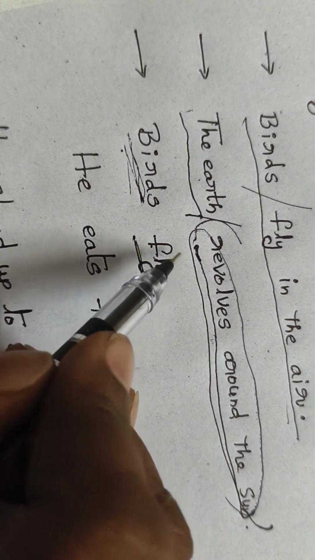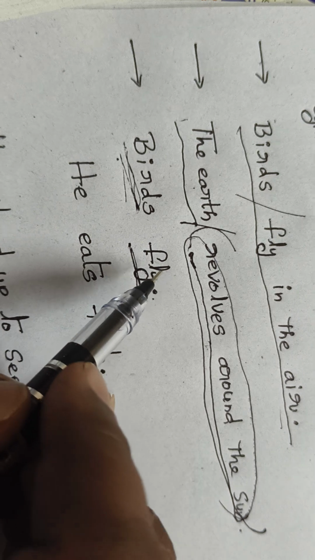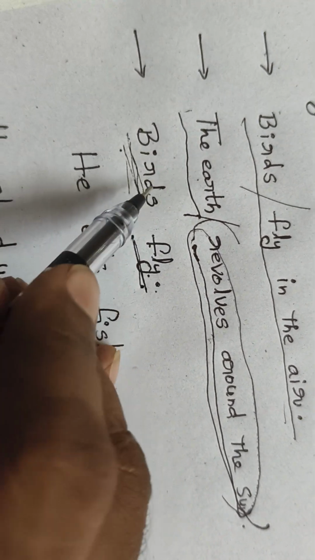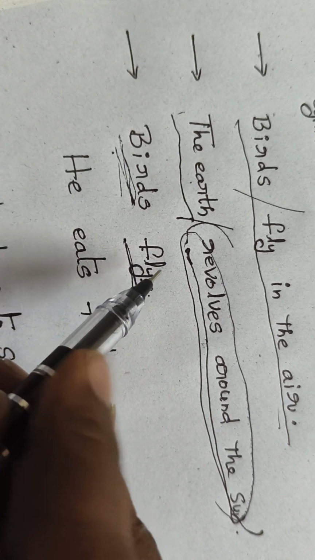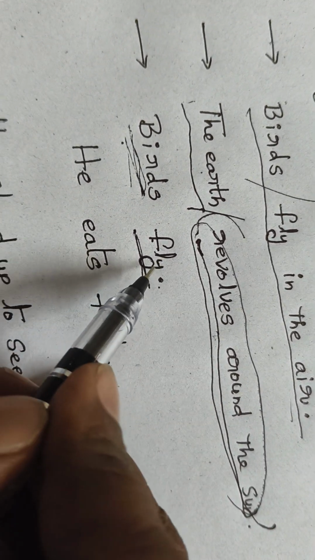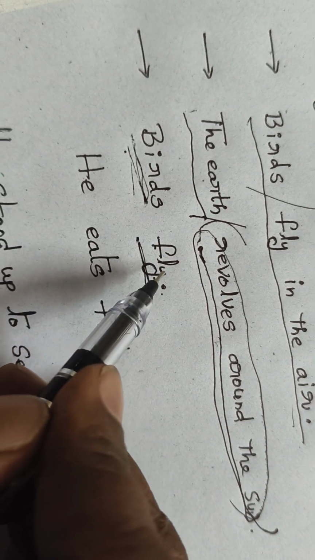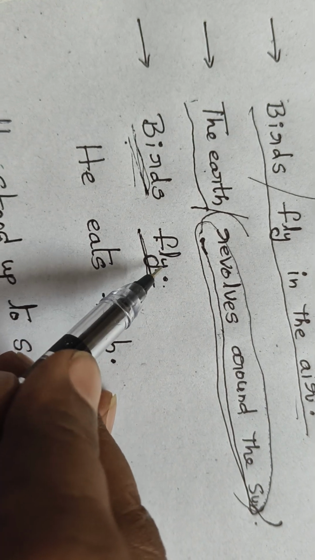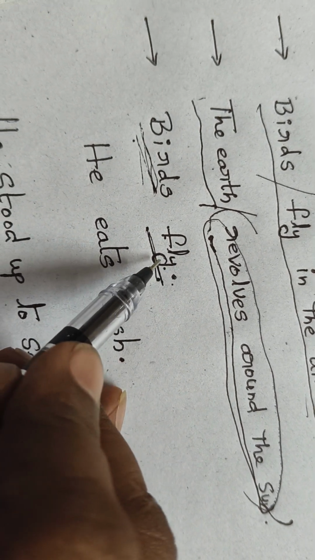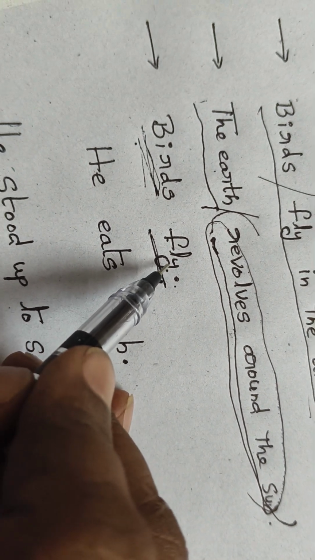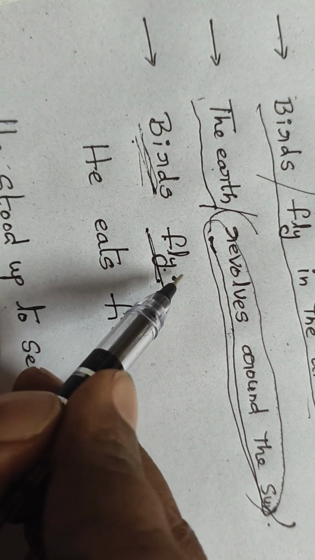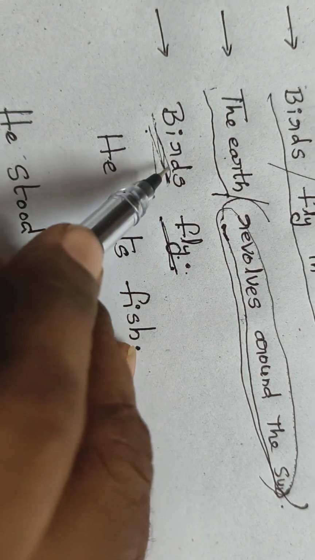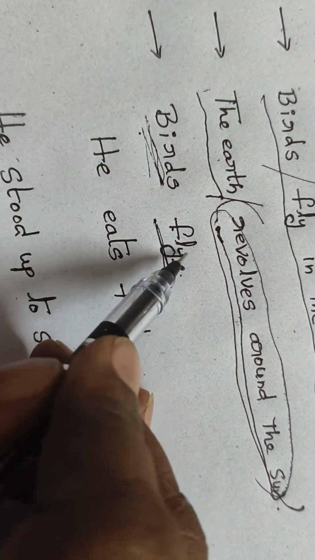Predicate means not only a group of words. Predicate means saying something about the subject. Yes, fly. Birds fly. And predicate must contain a verb. Yes, fly is a verb. By this we can understand that if the predicate is a single word, it must be a verb. According to the rule, predicate must contain a verb. Yes, birds fly. It is a sentence.